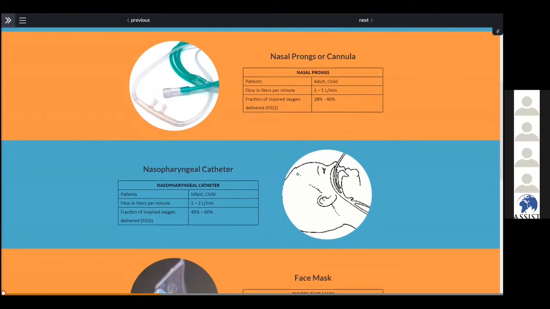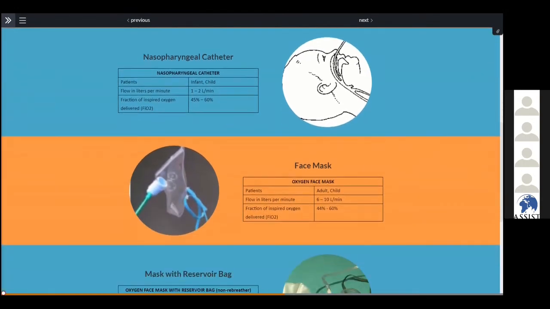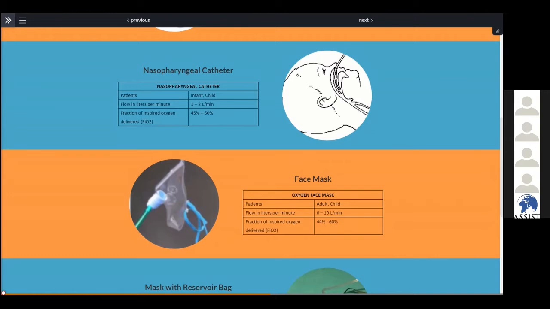So as Jean-Paul said, with nasal prong, you can achieve FiO2 from 28% if you are giving 1 liter per minute to 40% if you are giving 5 liters per minute. So remember to give humidified oxygen that's well tolerated by the patient. For the nasopharyngeal catheter, I have never used it, but you can achieve FiO2 at around 60%. Face mask, I think these are always available in our settings, and you can achieve FiO2 between 44 and 60%.